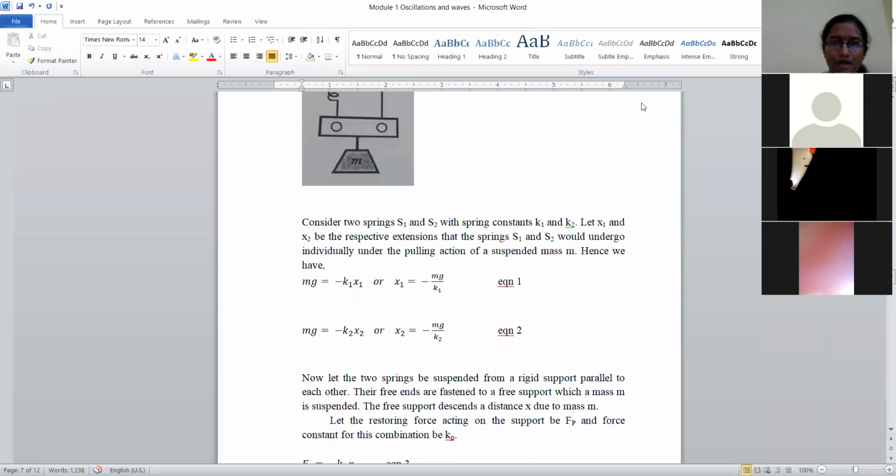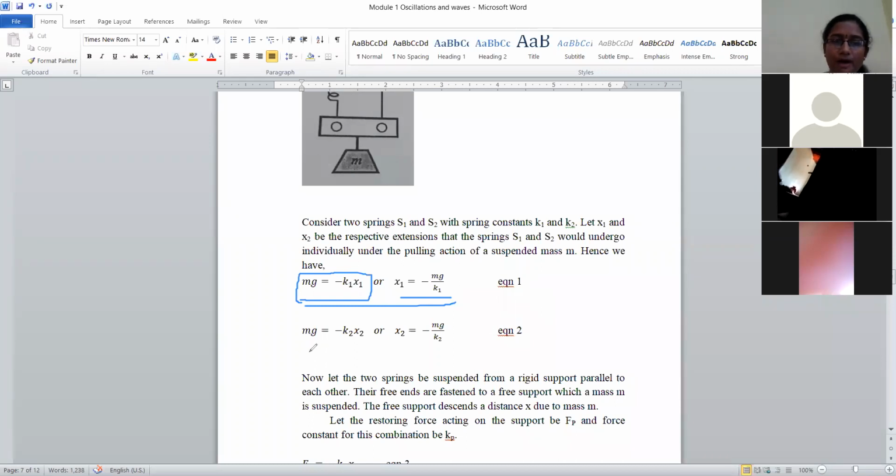So what will be the equation now? The force equation will be again similar to what we did in the last discussion. Mg is equal to minus k1 into x1. So this is when the mass is suspended using the spring S1. So x1 will be equal to minus mg by k1. Call it equation 1.